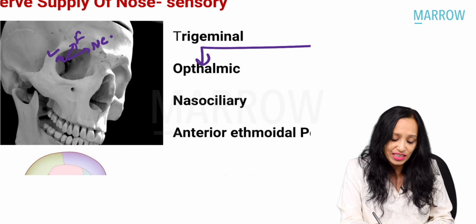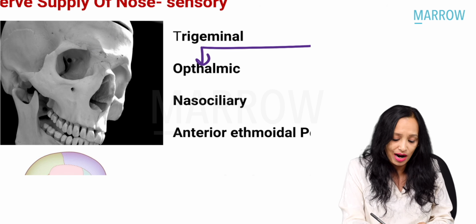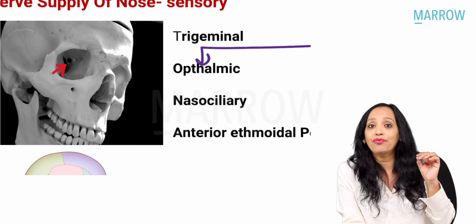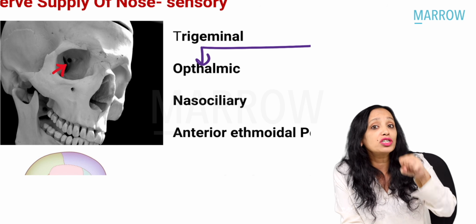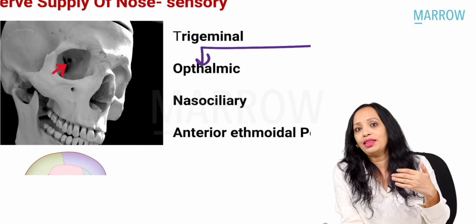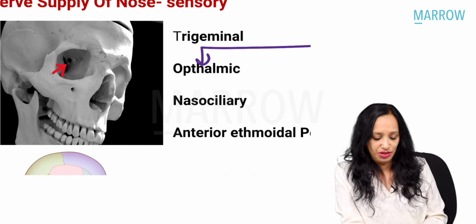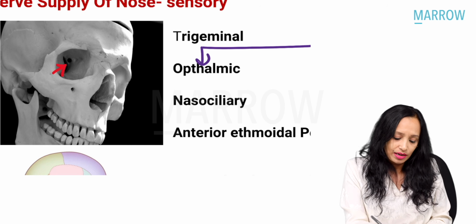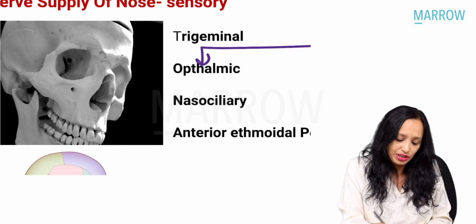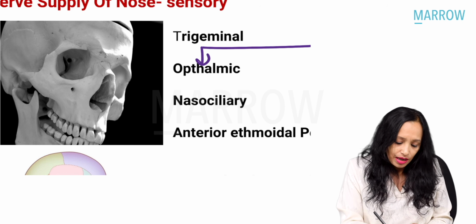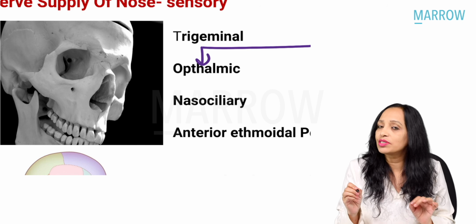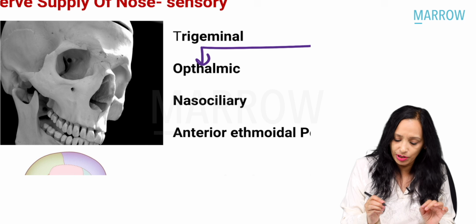In fact, this year this picture was given and this fissure was marked, and it was asked that when there is compression of nerves of this fissure, where will be the anesthesia? So the same thing we are asking in different ways. Now the lacrimal, frontal and nasociliary, out of which the nasociliary is the one that will supply the nose. Yes, it has ciliary branches also.